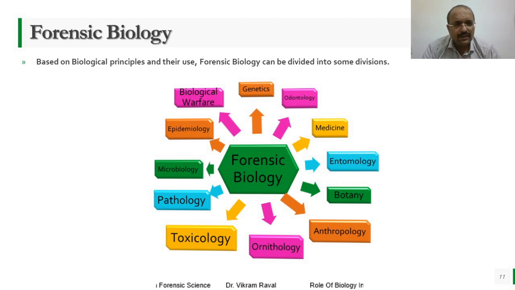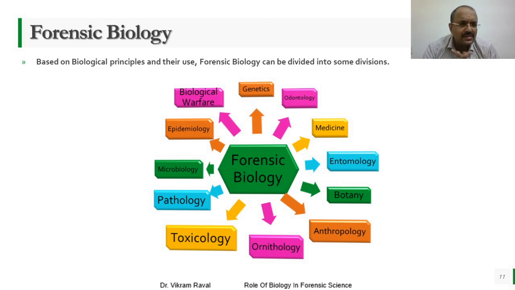To start off with, we'll say forensic biology has got its input from odontology. Next is from the medicine point of view. Third is entomology. Next is botany. Next is anthropology. We can also have ornithology, then toxicology in it. Then there is a kind of pathology also involved in forensic biology. Microbiology is also involved. Then disease epidemiology, and lastly, the burning question that hurts all of us now in the modern era, biological warfare.